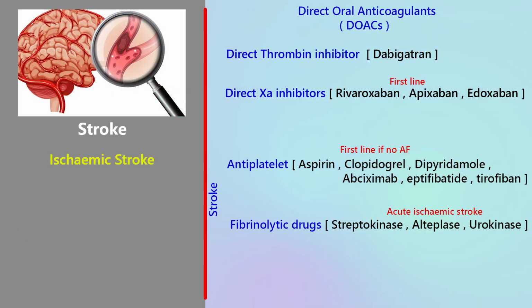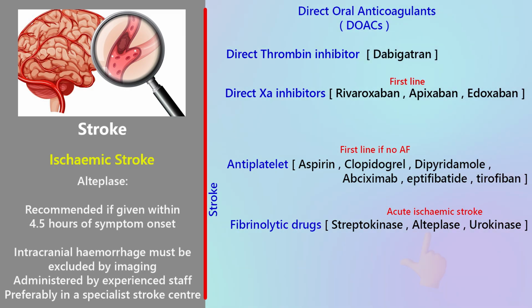Ischemic stroke, acute management. Now focus. This part is very high yield for exams. The key drug here is alteplase. Alteplase can be life-changing, but only if used correctly. It is recommended within 4.5 hours of symptom onset.